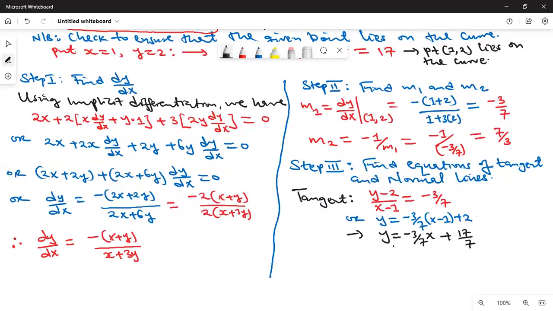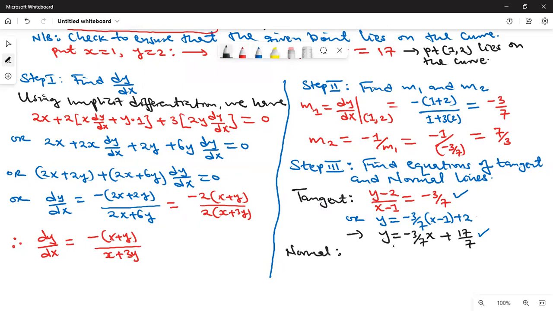Any form is okay, whether you leave your answer as y minus 2 over x minus 1 is equal to negative 3 over 7, it's still okay. You don't even have to write it in the form of y equals mx plus c. That's still the correct equation of that tangent line. Let's see the normal line. How do you find the equation of a normal line?